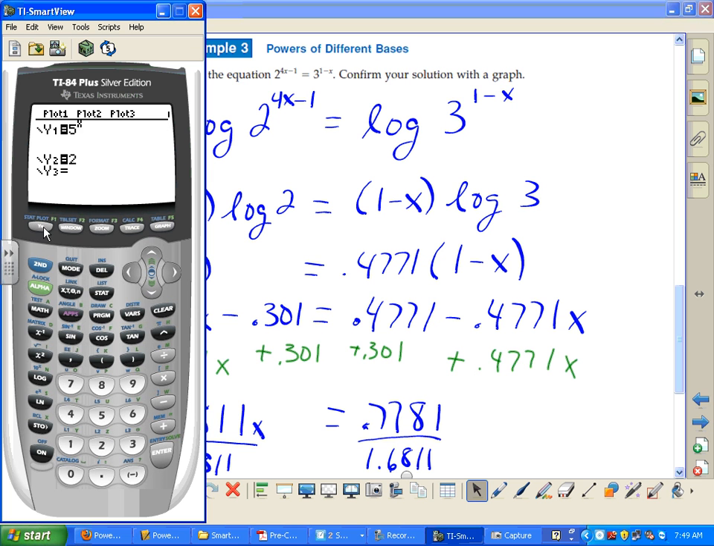So in our y1, we're going to have 2 raised to the power of 4x minus 1. And in y2, we'll have 3 raised to the power of 1 minus x. And graph them. And here's our 2 graphs. Let's see, there we go. And we have 1 intersection point again, so we'll find the intersection point, and there we go, 0.4628 again.